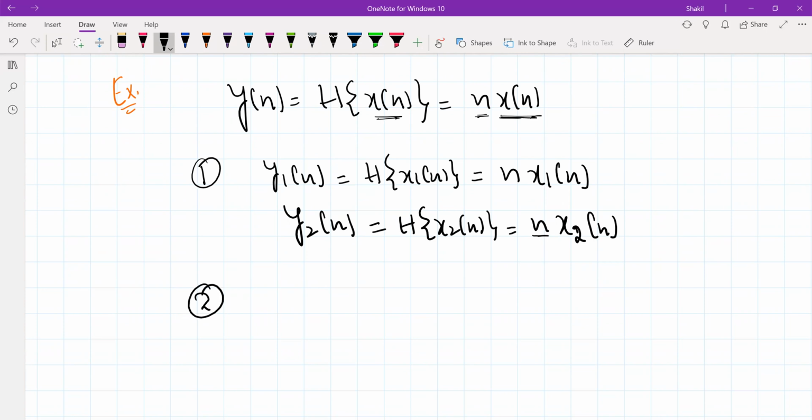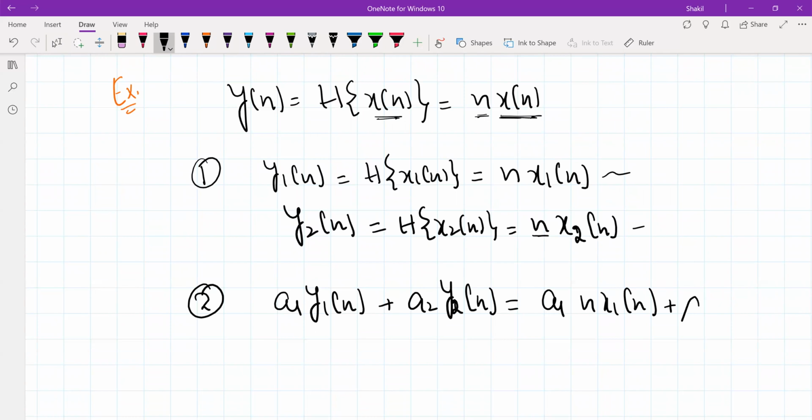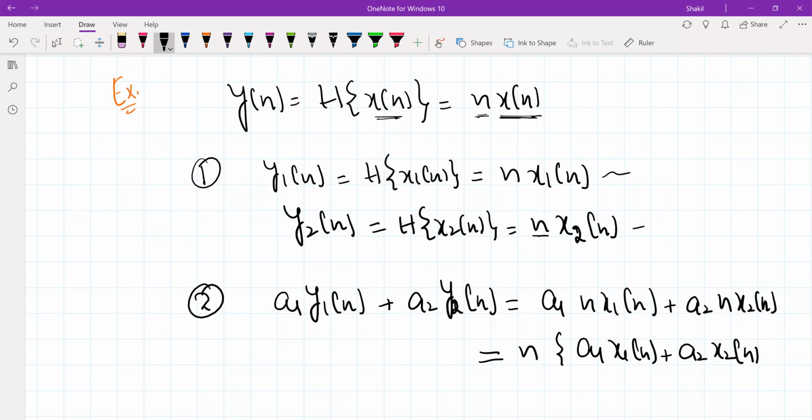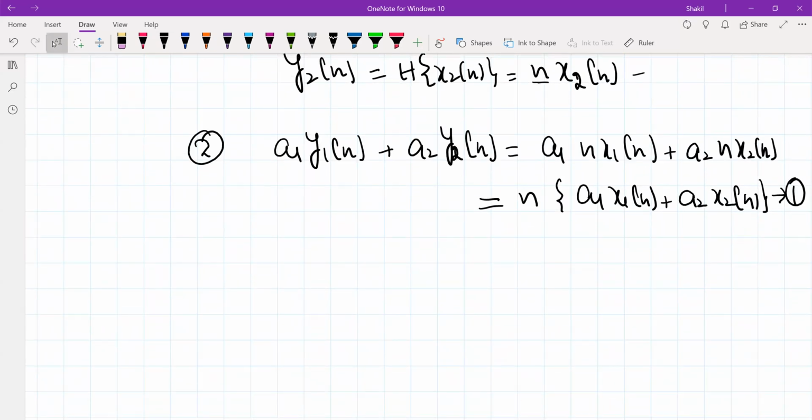So the second step is take the weighted sum of these responses. Compute this: what is a1 times y1 of n plus a2 times y2 of n equal to? From this we can check. This is a1 times n times x1 of n plus a2 times n times x2 of n. And now you can take n outside. You can say this is simply n times a1 x1 of n plus a2 x2 of n. Let's name this equation 1. So this is our second step.